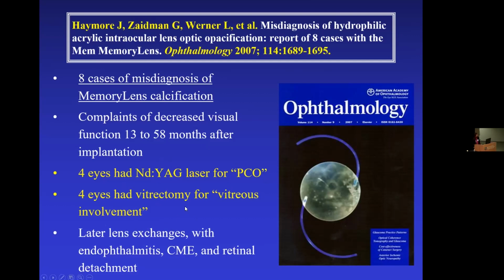In some cases, the eyes underwent vitrectomy because the ophthalmologist thought it was some vitreous involvement. So this is the most important cause of opacification that requires explantation. So explantation is in any way necessary, and this led to complications such as endophthalmitis, CME, even retinal detachment. So with a good slit lamp examination, you should be able to identify the deposits, and even if they are on the surface, subsurface, or within the lenses.